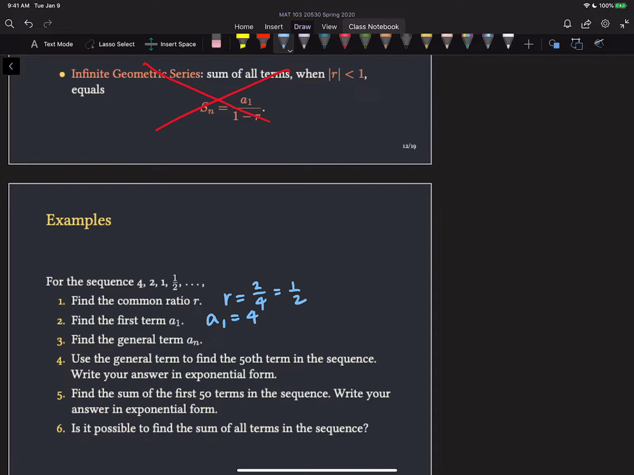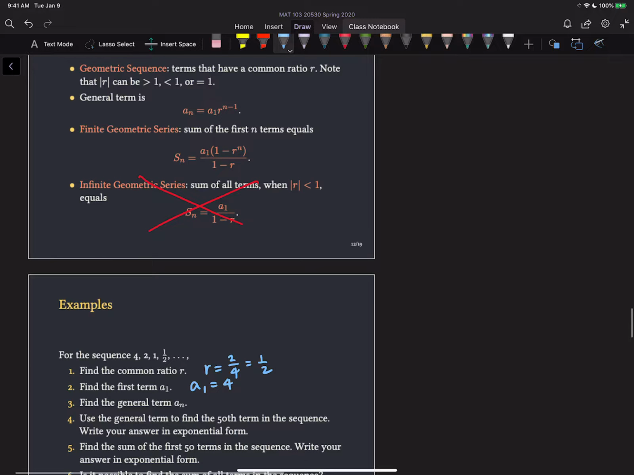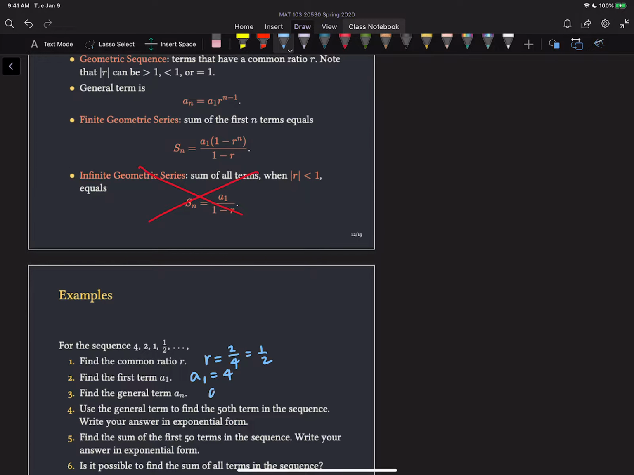Find the general term. So we're going to use the formula right here to find the general term. Try to put both of them together. an equals a1 times r raised to the power of n minus 1. Let's plug it in. a1 is 4, r is 1/2, raised to the power of n minus 1. And that is already good enough, I would say. You could just keep it like that. That's a very good expression. If you really want to simplify, you can if you want.